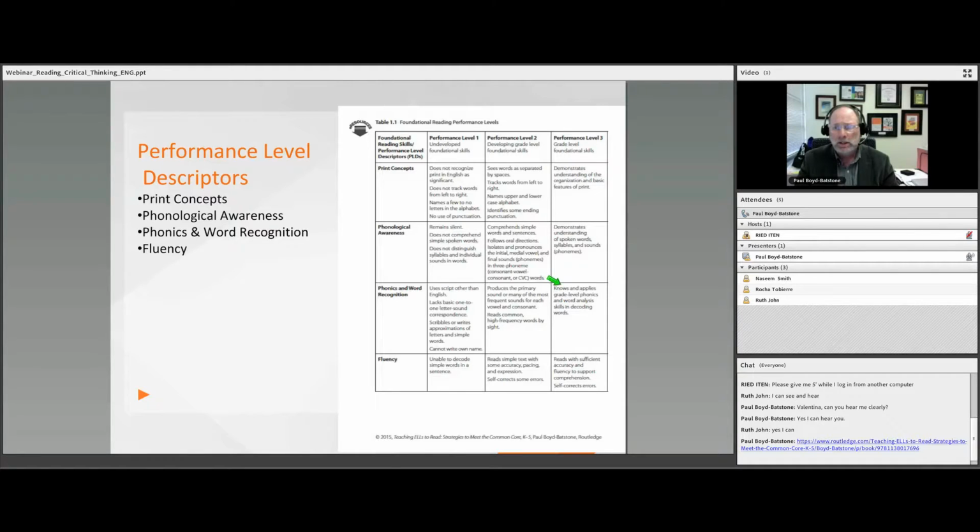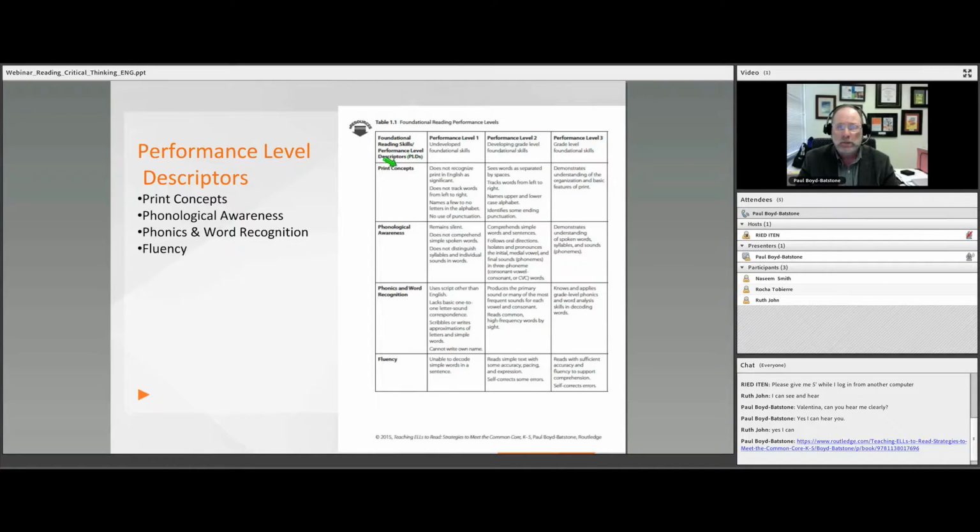Phonics and word recognition, that the student knows and applies grade level phonics and word analysis skills. And then in fluency, that they read with sufficient accuracy and fluency to support comprehension and self-correction. But if you work backwards, and I'll continue with fluency there, that reads simple text with some accuracy, pacing, and expression, and only corrects some errors, that's a level 2 performance.